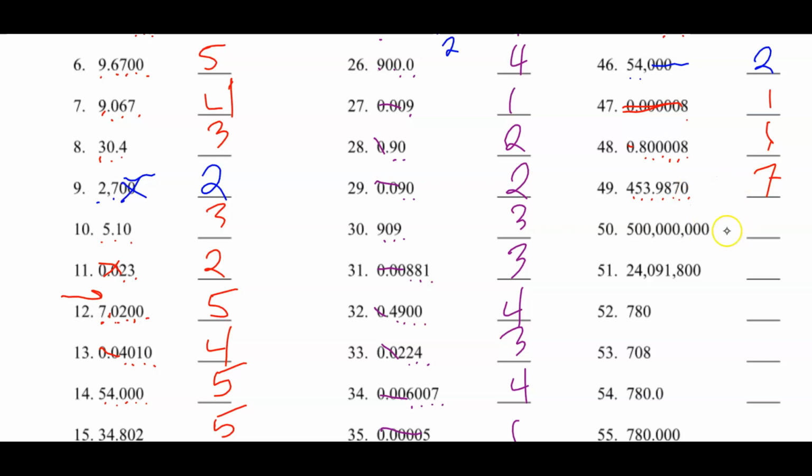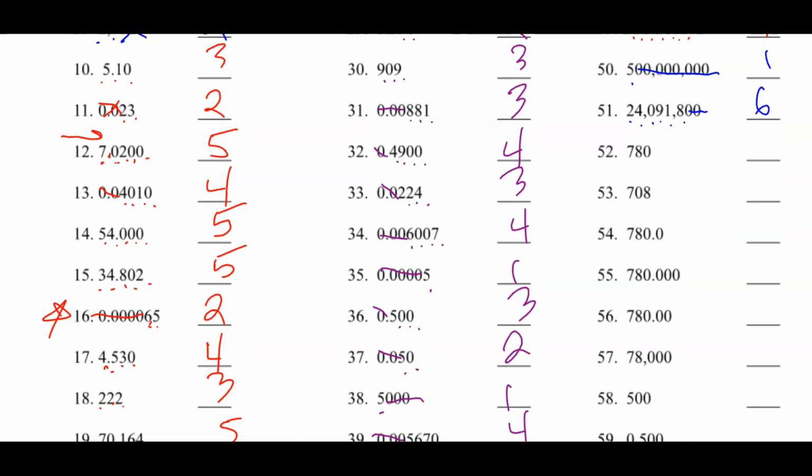Ooh, this one. No decimal. Count from the first non-zero in the Atlantic. Only 1 sig fig there. Absent. Count from the first non-zero. Those are placeholders. 1, 2, 3, 4, 5, 6. Remember, any sandwich 0, it counts. Once you start counting, you must keep counting.